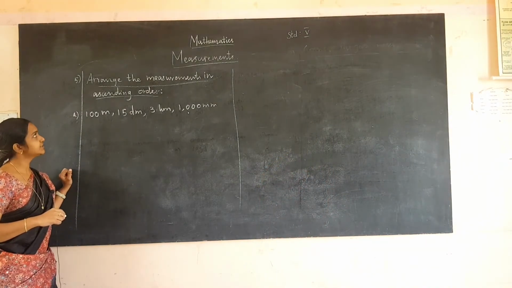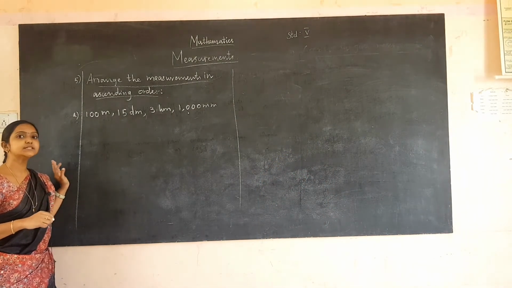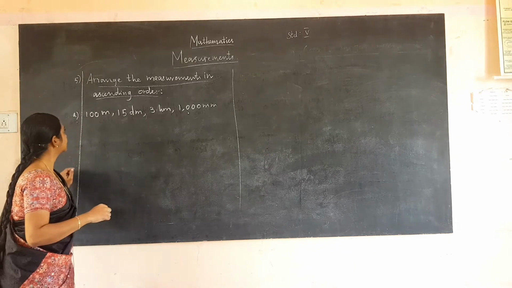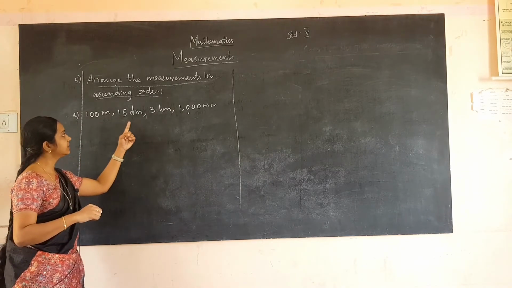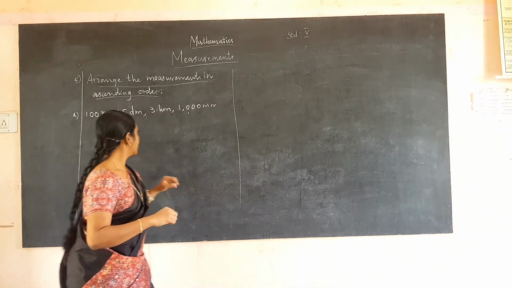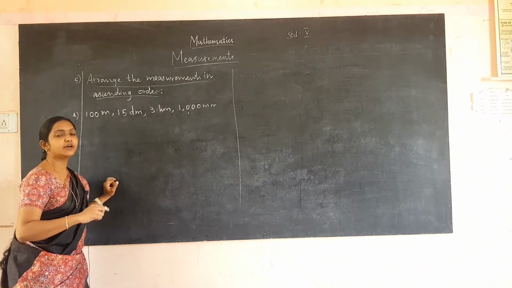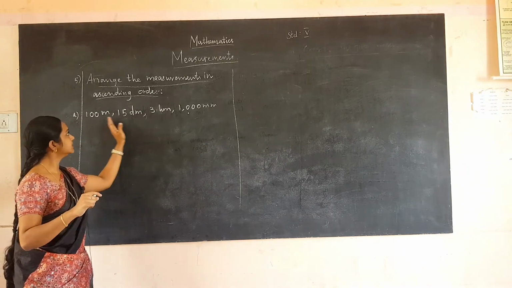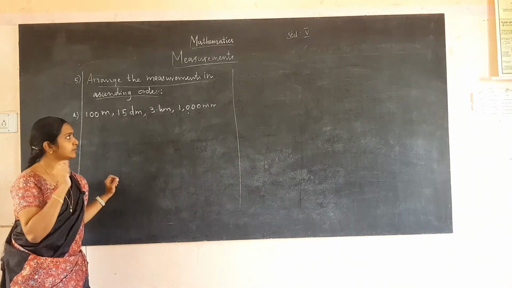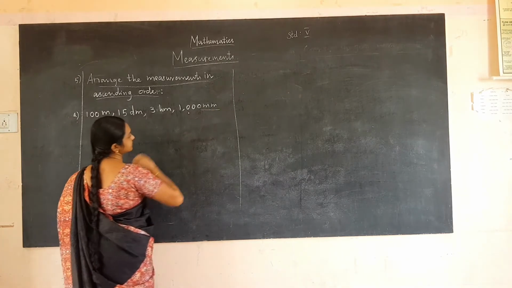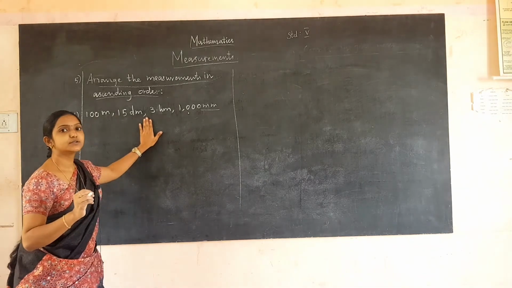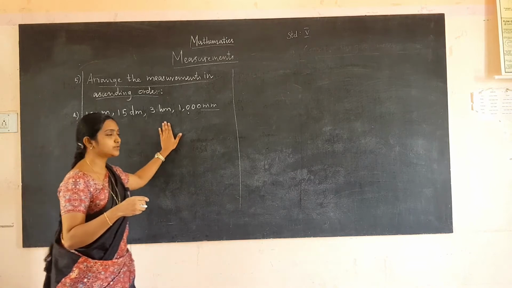Next question is, arrange the measurements in ascending order. Ascending order means we have to arrange the measurement from smaller to larger. First one is 100 meter, 15 decimeter, 3 hectometer and 1000 millimeter. Each one is having a different unit of measurement. First we have to convert all these measurements to a single unit. I am going to choose the unit as millimeter. Millimeter is the smallest of all. Others are all greater. So I am going to convert all the units to millimeter.